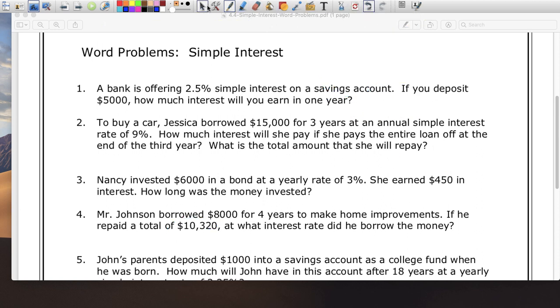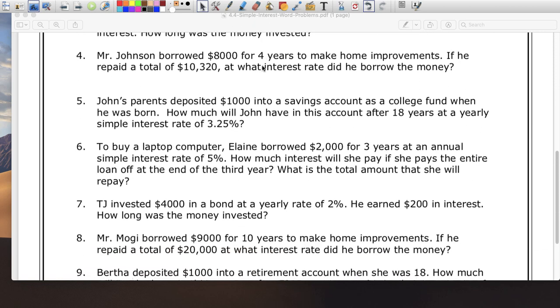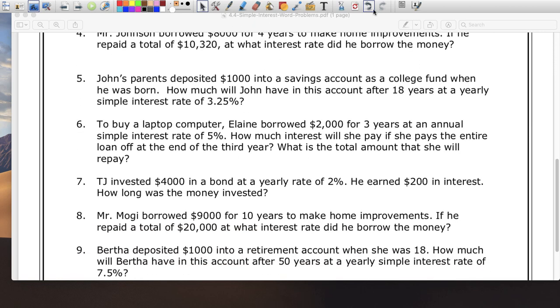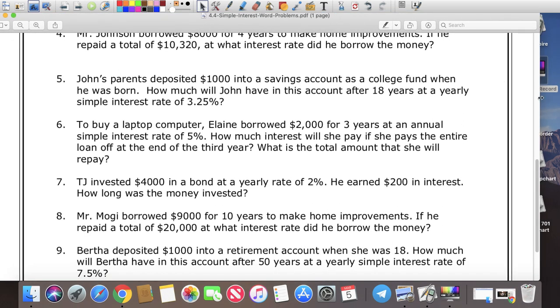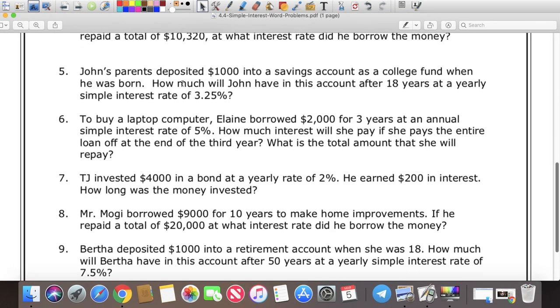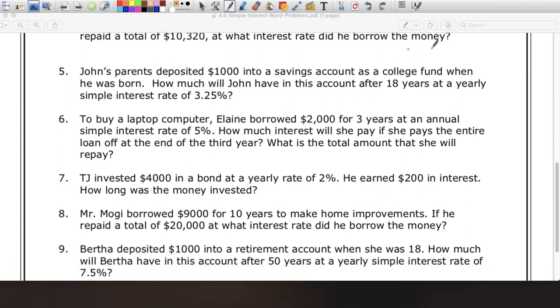Number 5. Do I have some room? How do I make this? Okay, maybe I'll expand this. Yeah, and I can write it on the right side. Number 5. I'm going to say I equals P times R times T. And let's see what's going on.